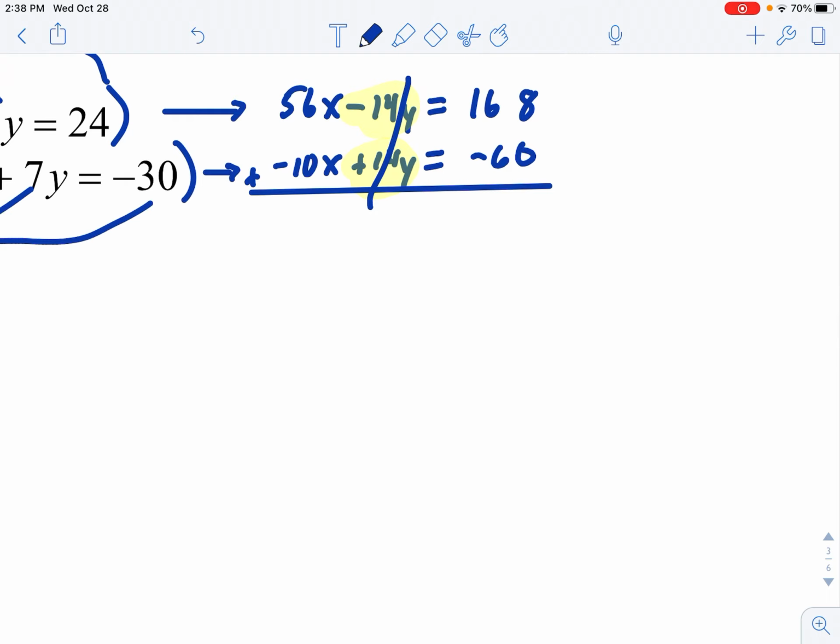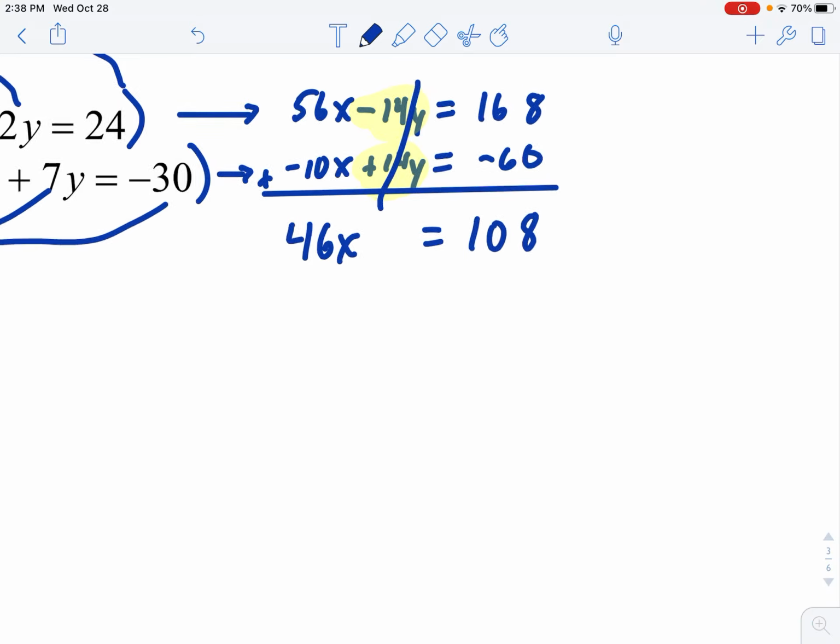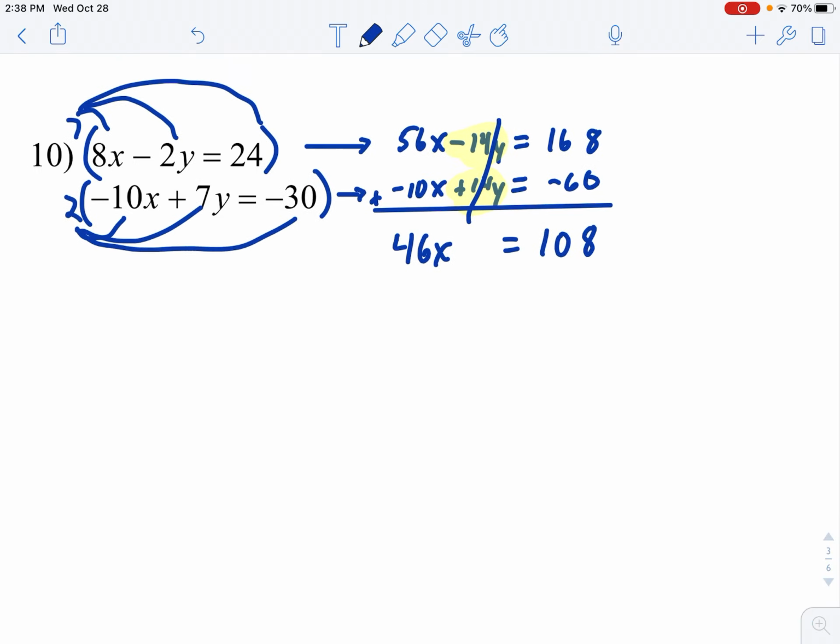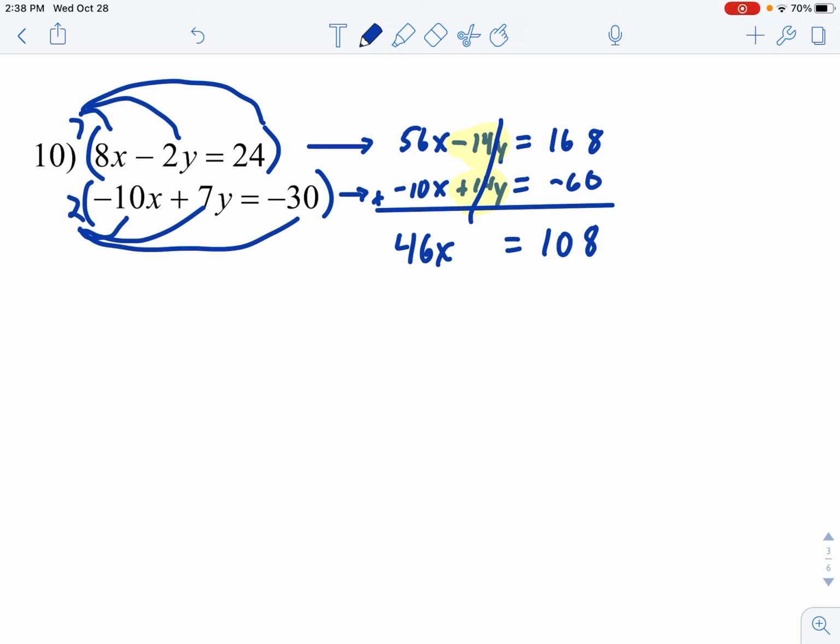Okay, let's go through the steps here. 56x minus 10x is 46x. Negative 14y plus 14y cancels. Bring down the equal sign. 168 minus 60 is 108. That doesn't look good. I'm worried I did something wrong here. Give me just a second to check my work.